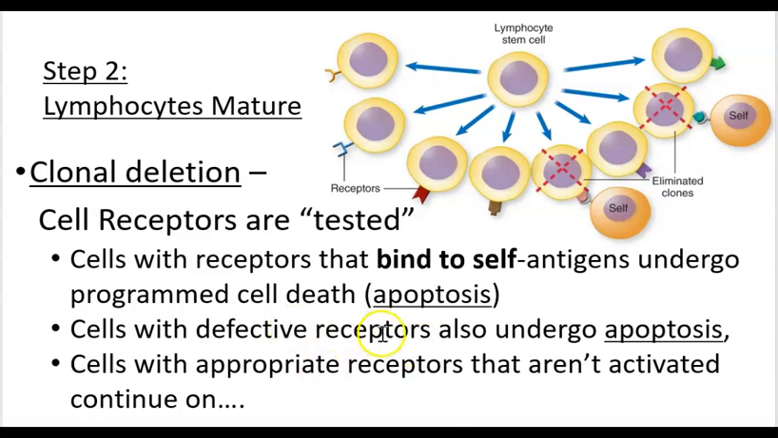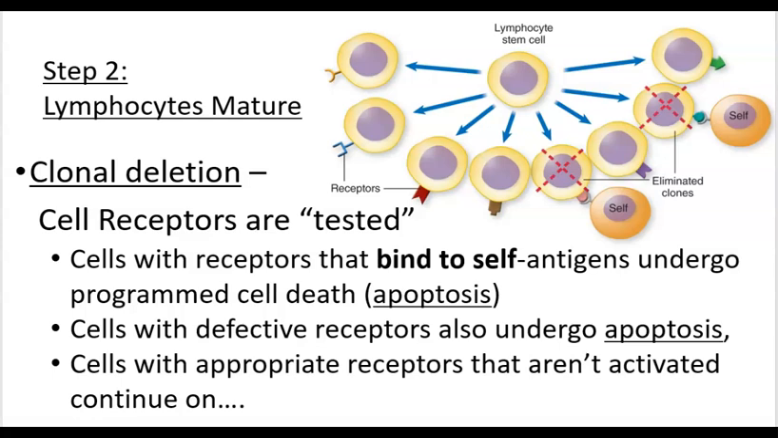You've also got cells that just have messed up receptors. Again, it's a mutation, totally random. So some of them just aren't going to function well. Those cells are also going to undergo apoptosis and go through this programmed cell death. If you do have a good receptor that doesn't trigger either one of those things, they're going to continue on through this process. And this clonal deletion is going to give us what's known as immune tolerance. We can tolerate ourselves because we've gotten rid of the things that bind to us.